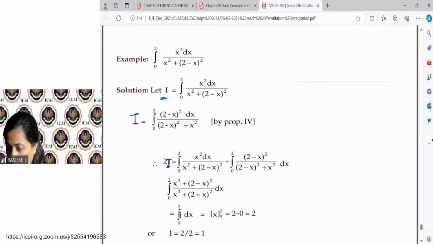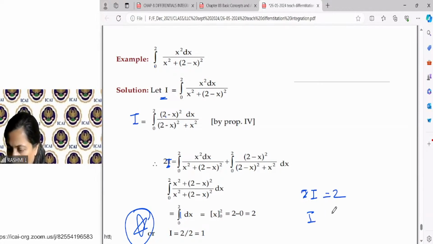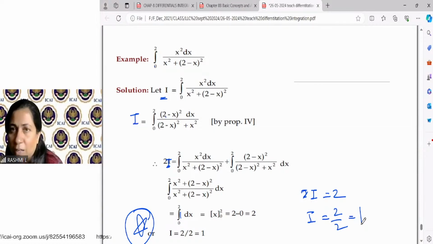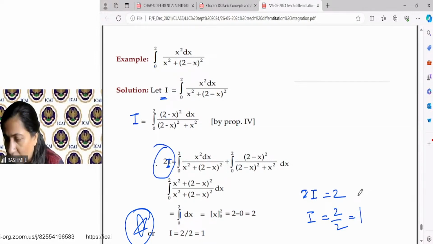But always remember, this is very, very important, that what you are getting is 2I. The answer you are getting is 2I. 2I is equal to 2, and so I is equal to 2 upon 2, which is equal to 1. Otherwise, you will feel that you have got the answer and tick the incorrect option. Why? Because you must remember that on the left hand side you have 2I. This answer is for 2I. So 2I is equal to 2, I is equal to 1.